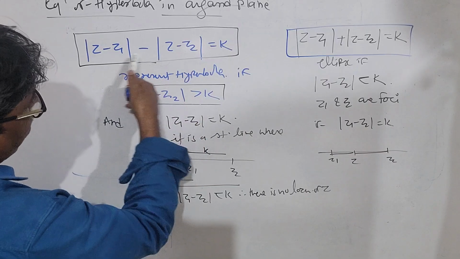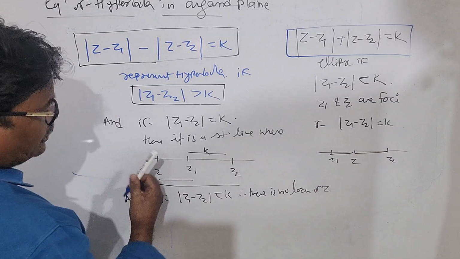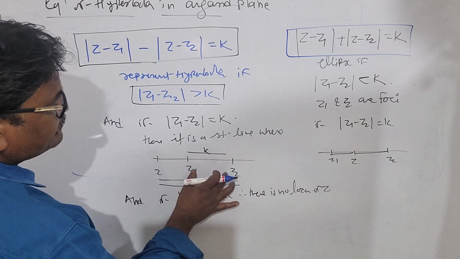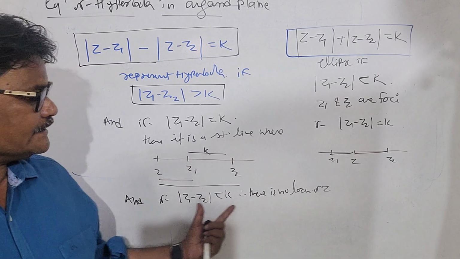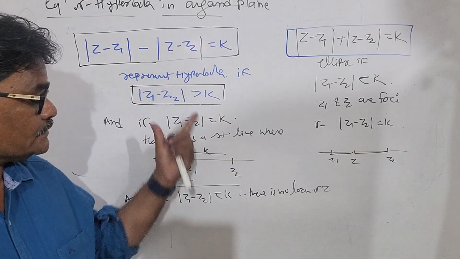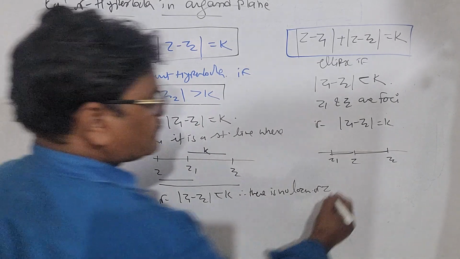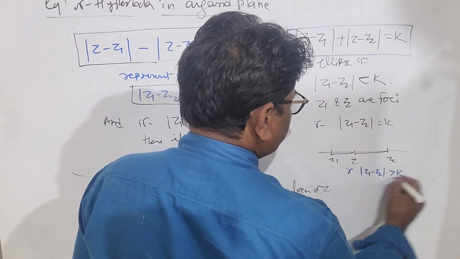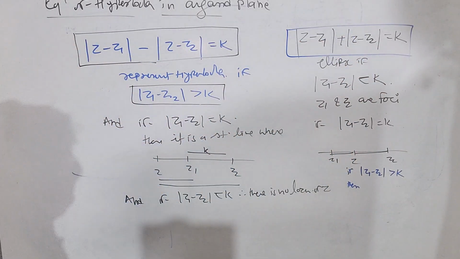But here if modulus of z1 minus z2 equal to k, then again it does not represent a hyperbola, rather it represents a straight line, but z is lying on the line which is passing through z1 and z2, and z does not lie between z1 and z2. And if modulus of z1 minus z2 is less than k here, then no such locus of z exists. And here if modulus of z1 minus z2 is greater than k, then no locus of z satisfies this, correct? So this is the concept.